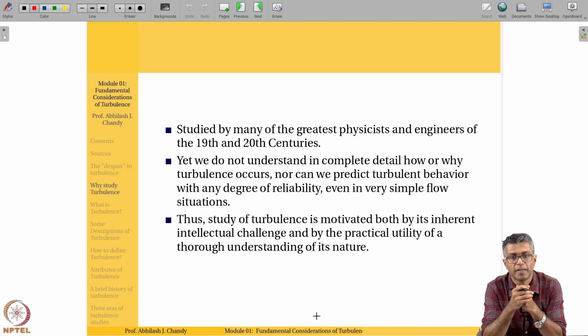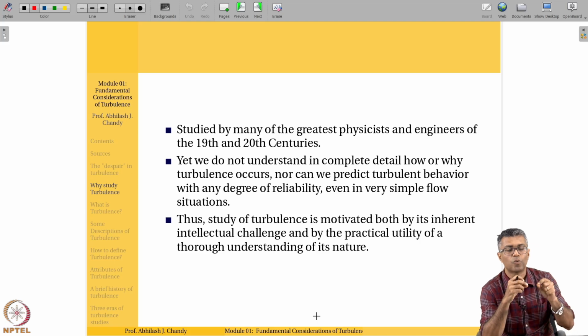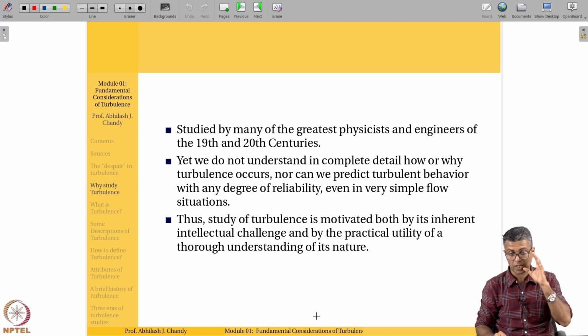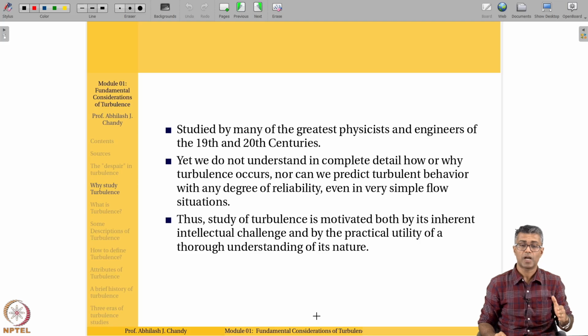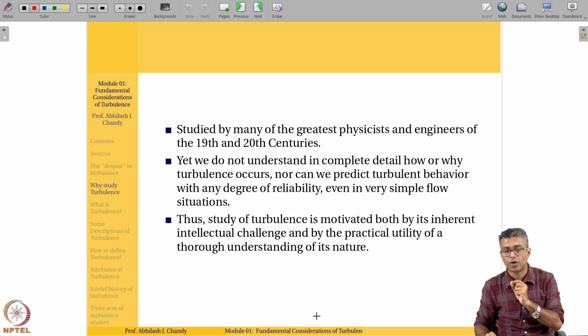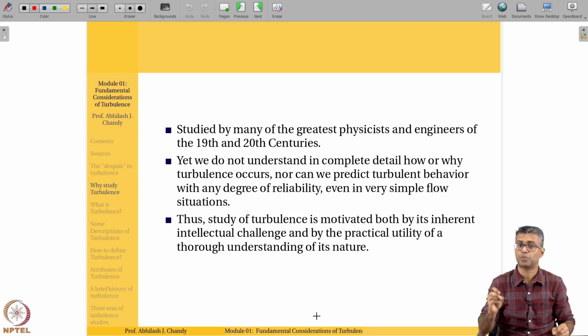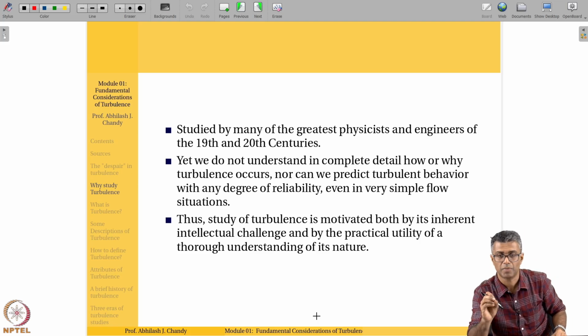This has been studied by some of the greatest physicists and engineers in the 19th century, right? And we still don't understand it in complete detail. We have made a lot of strides in understanding turbulence. And you will see in this module, when I talk about the history of turbulence, how physicists have spent a lot of effort trying to understand turbulence through different approaches. But we have still not understood in complete detail why and how turbulence occurs. And can we predict turbulence with any degree of reliability? That's the key here. Because whichever approach we use to understand turbulence, we are making some assumption. It is not complete by any means, even in some simple flow situations.